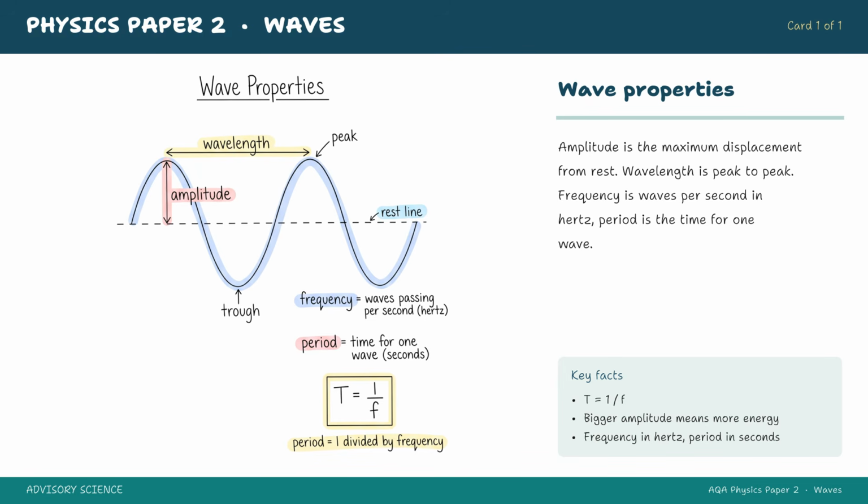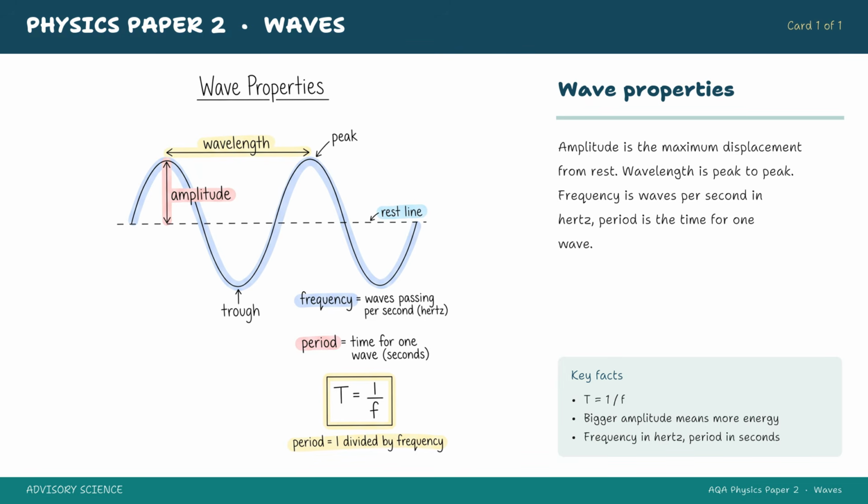Frequency is how many waves pass a point each second, and it's measured in hertz. Period is the time for one wave to pass in seconds. Frequency and period are two sides of the same coin, linked by an equation. Period equals 1 divided by frequency.